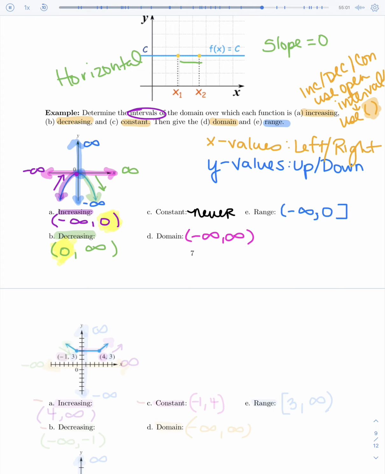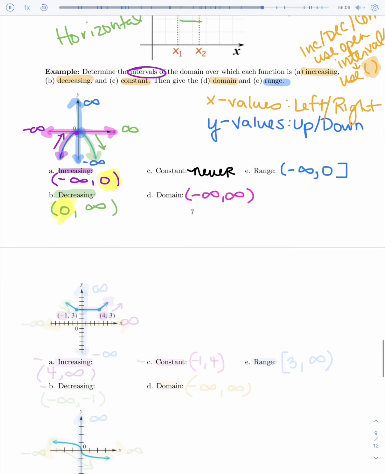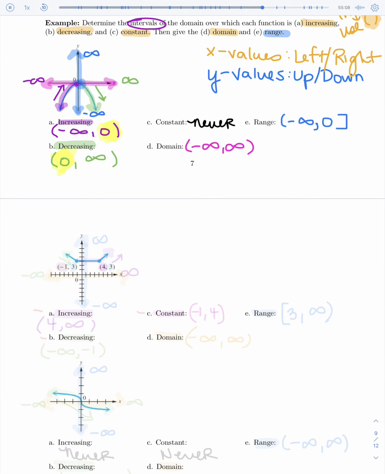Let's try another problem. Let's take a look at this next one. On this next one, let's trace the graph from left to right. So we'll start on the left side and work our way down. Notice this first little piece that we've traced is going downward. So that's where we're decreasing. Notice it starts all the way on the left side at negative infinity and stops at our point.